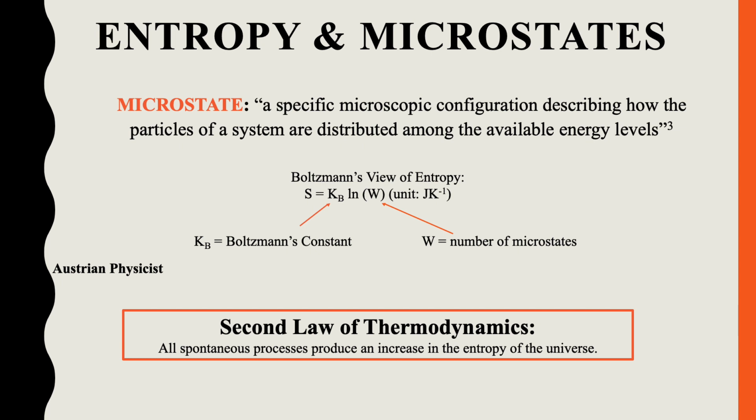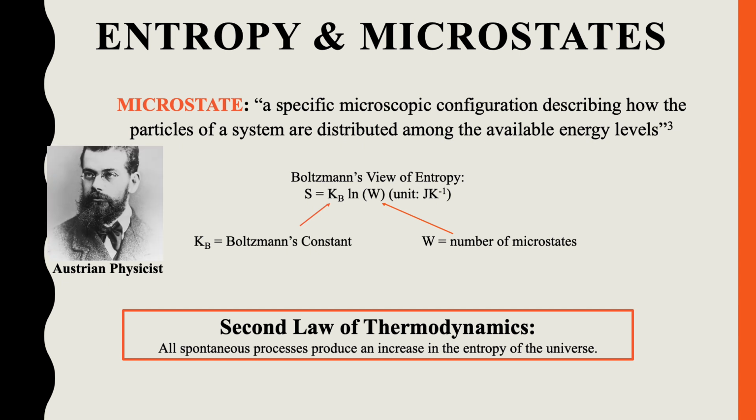So here on the left is the Austrian physicist Ludwig Boltzmann, and he created this equation that we see here that calculates the entropy of a system by multiplying his constant, Boltzmann's constant, by the ln of the number of microstates. And here you can see that as the number of microstates augments, so does the entropy of a system. And so there you can see the correlation. The more microstates there are, the greater the entropy of that system. And this leads us to our second law of thermodynamics that states that all spontaneous processes produce an increase in the entropy of the universe.